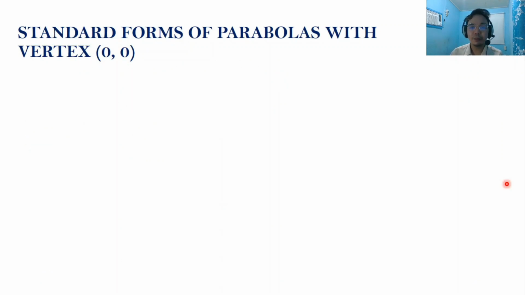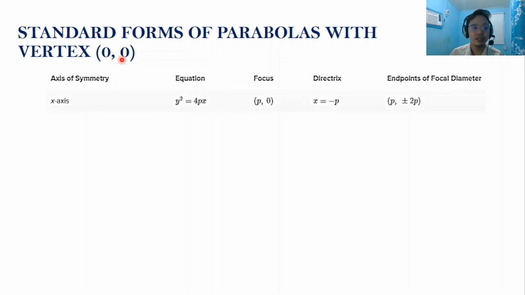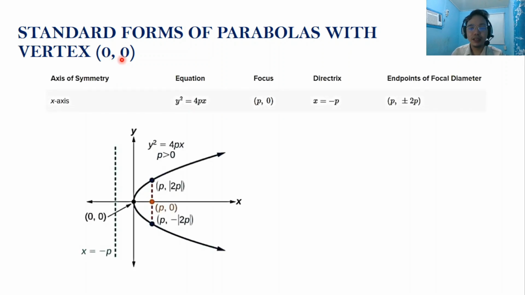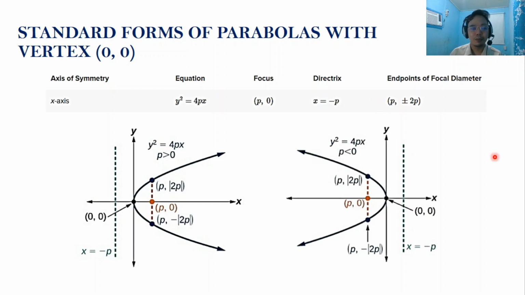So standard forms of parabolas with vertex at the origin or 0, 0. So let's have these two parabolas. The first figure opens to the right and the next figure opens to the left. So as we can see, the axis of symmetry is x-axis. In this case, we are going to use the equation y squared equals 4px.